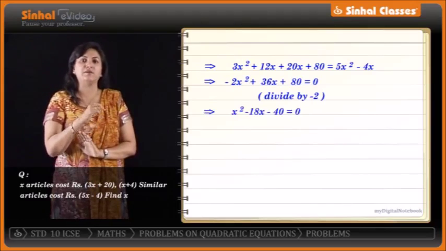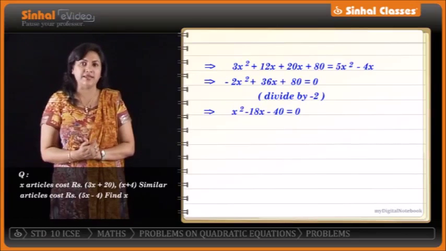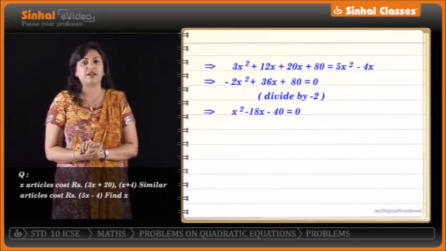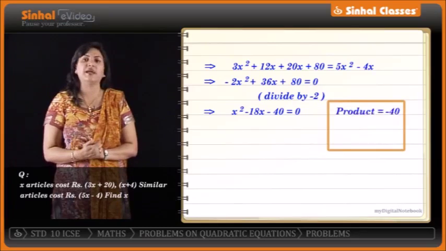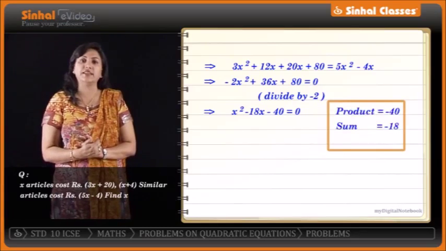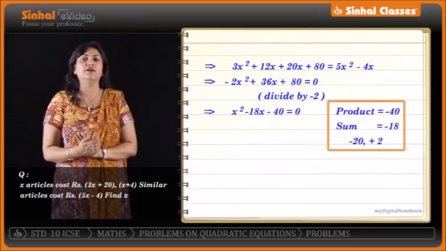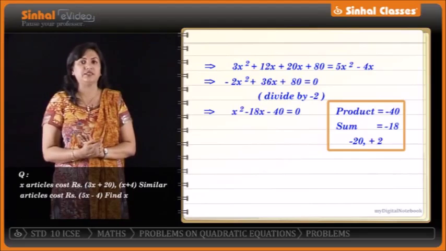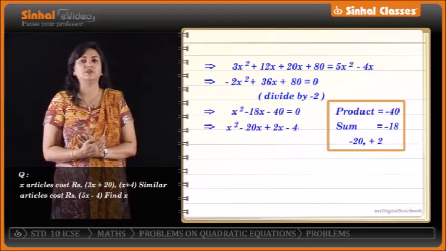At the same time, we are dividing by the minus sign also. That is, we are dividing the equation by minus 2. Now we want two numbers whose product is minus 40 and sum is minus 18. So let the numbers be minus 20 and plus 2. The equation becomes x square minus 20x plus 2x minus 40 is equal to 0.